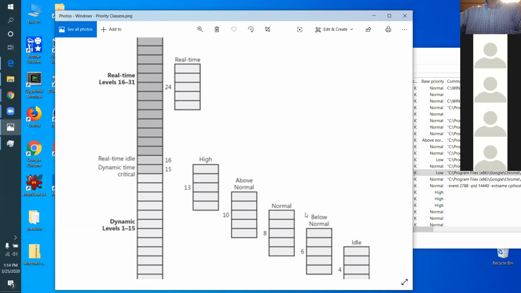One is that every once in a while, I don't even know what the time frame is, maybe once a second, everyone gets boosted to their highest priority. And that's to try to stop starvation.